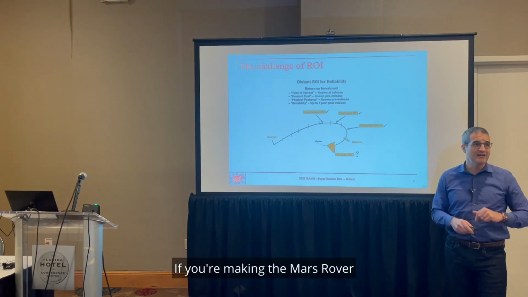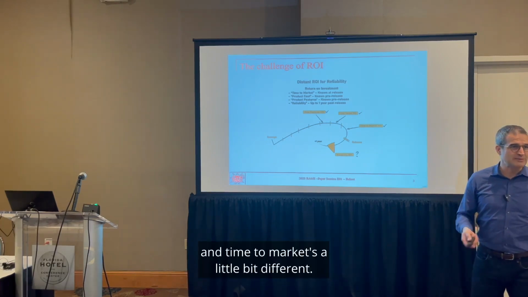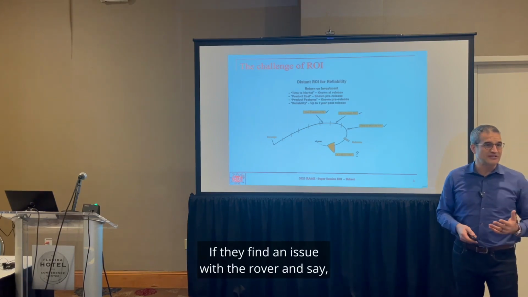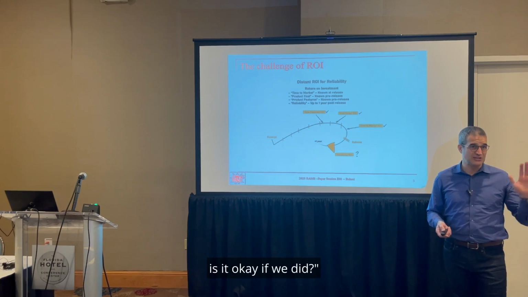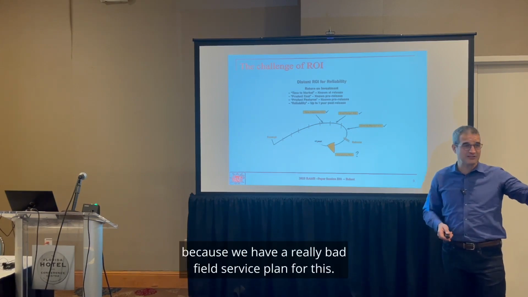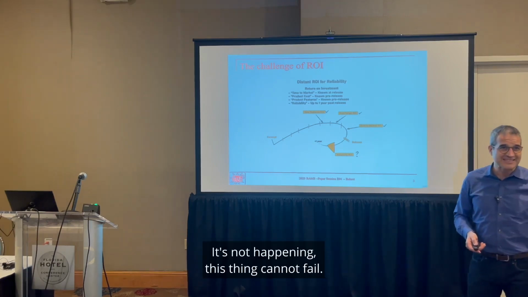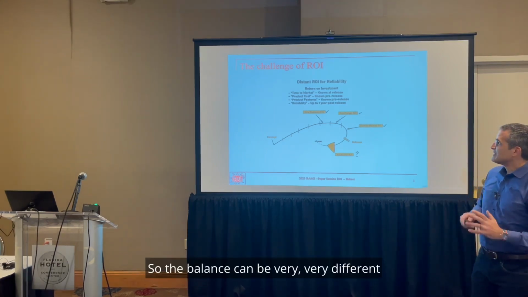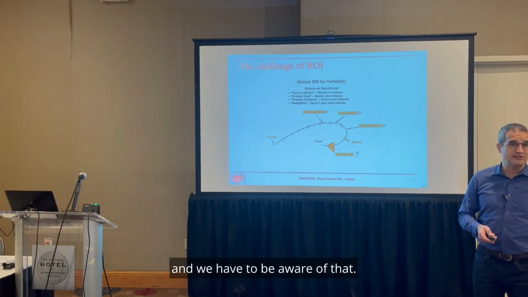If you're making the Mars rover, the balance between reliability and time to market is a little bit different. If they find an issue with the rover and say, hey, we need a few more months to figure it out, is it okay if we did that? They're like, yeah, that's fine. Just don't let this thing fail, because we have a really bad field service plan for this. Nobody's going to Mars to fix it. It's not happening. This thing cannot fail. So the balance can be very, very different, and we have to be aware of that.